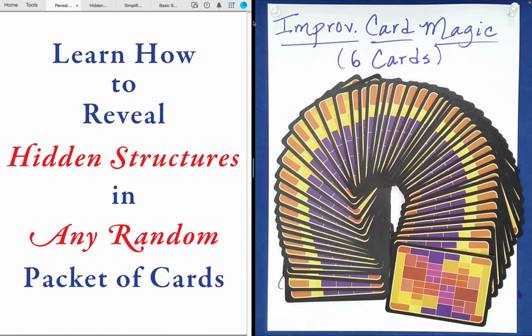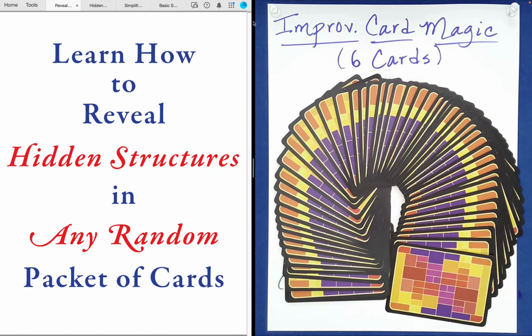This is the second video in the series entitled Improv Card Magic. Now today we're going to work with 6 card packets, and this will give us practice looking for and recognizing these 3 special structure types, and then we will show you how we can preserve them and convert them from one to the other, and then in the end finish with a very surprising reveal.